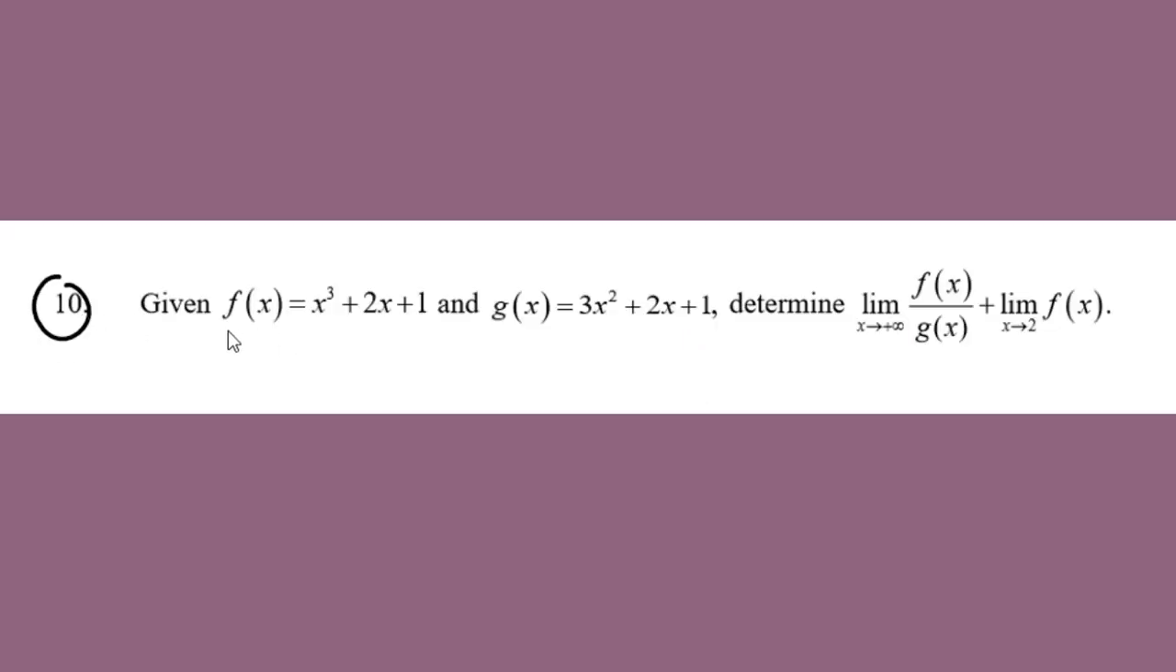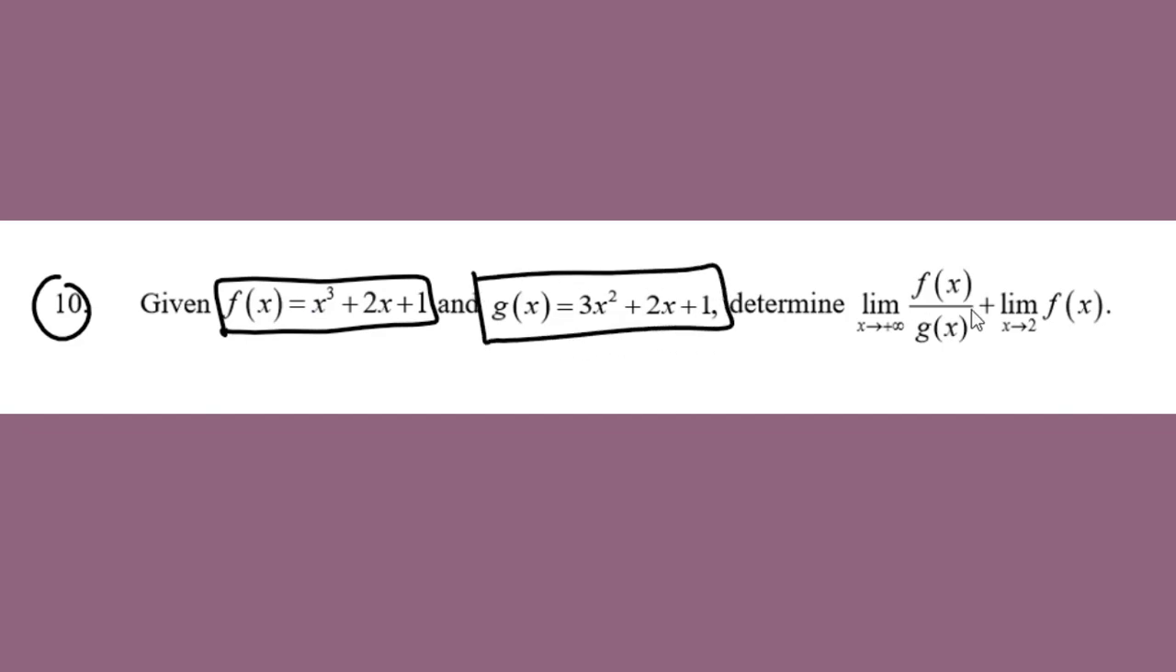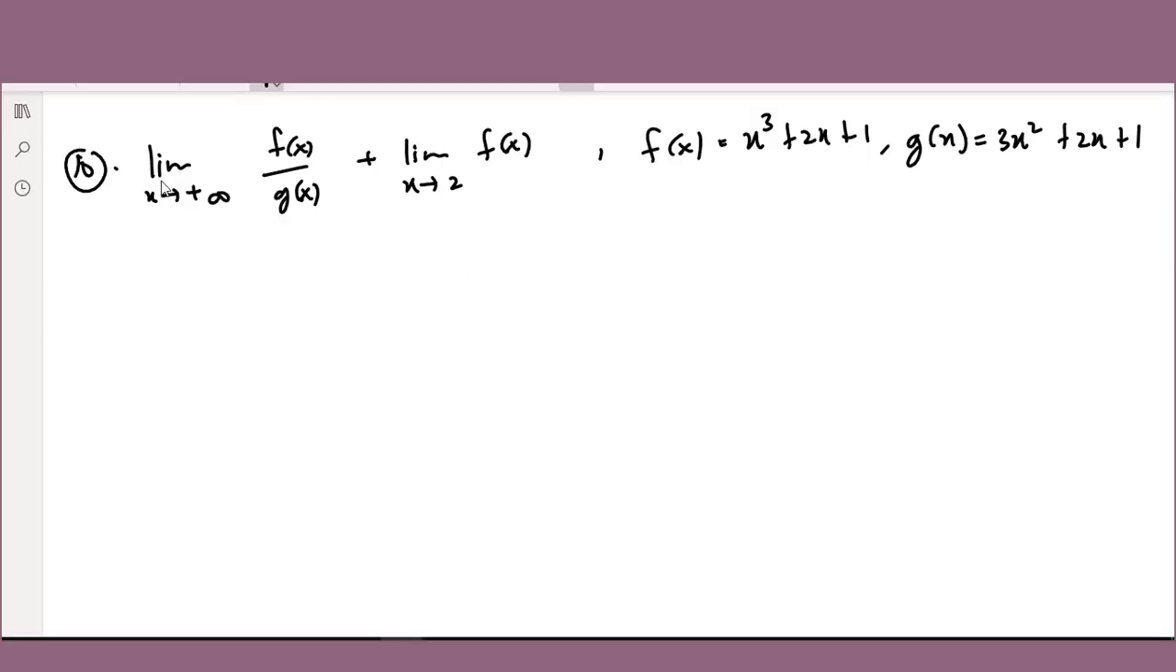Then given this function f(x) and g(x), determine this limit: the limit of f(x) over g(x) plus f(x), where x tends to positive infinity in the first term and x approaches 2 in the second. That's number 10. This is the limit for the function f(x) over g(x), plus the limit of f(x) as x approaches 2. We do this one first.